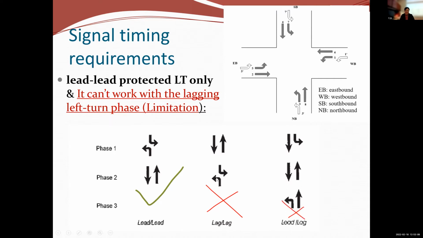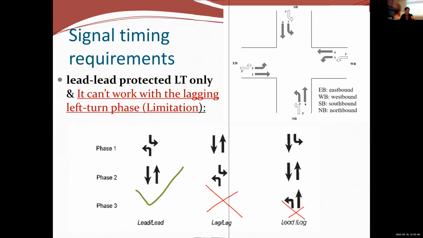The reason is if you have any lag phase, before the lag phase is the opposing through phase, right? So the opposing through vehicle needed to use this control flow left lane. So you are not able to let the vehicle enter the control flow left lane to wait for the signal to turn green. So in this way, the control flow left lane design cannot work because the control flow left lane has to be available before the left turn phase. Okay. So this is the signal timing requirements.